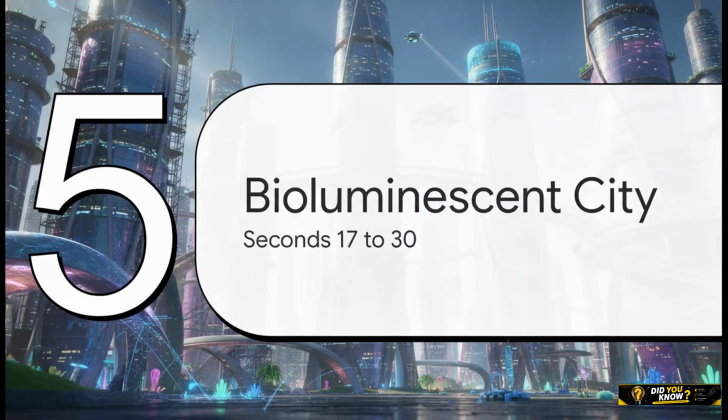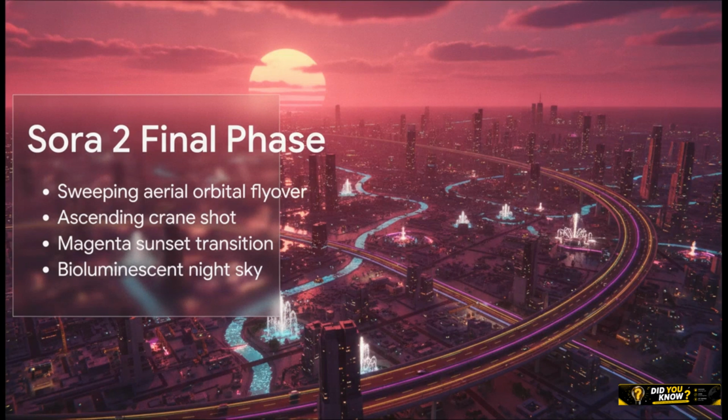Section 5. A bioluminescent city celebration. We're moving rapidly from construction to completion now. The camera executes this massive, sweeping, aerial orbital flyover for the grand finale, spanning seconds 17 to 30. The color script dynamically shifts from overcast daylight into a really warm magenta sunset. We're watching a continuous time-lapse of hundreds of robots installing winding rivers, splashing fountains, and these glowing autonomous highways. The scale just expands so dramatically as the camera ascends.